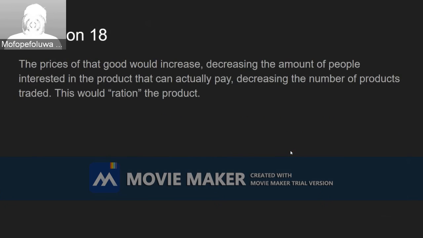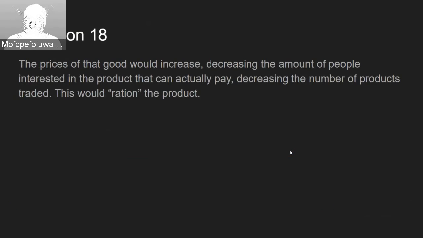18. So in this case, as the price of goods increases, the number of people that are interested in a product and can actually pay will reduce, causing rationing, as only people that can actually afford to buy the good will be able to.